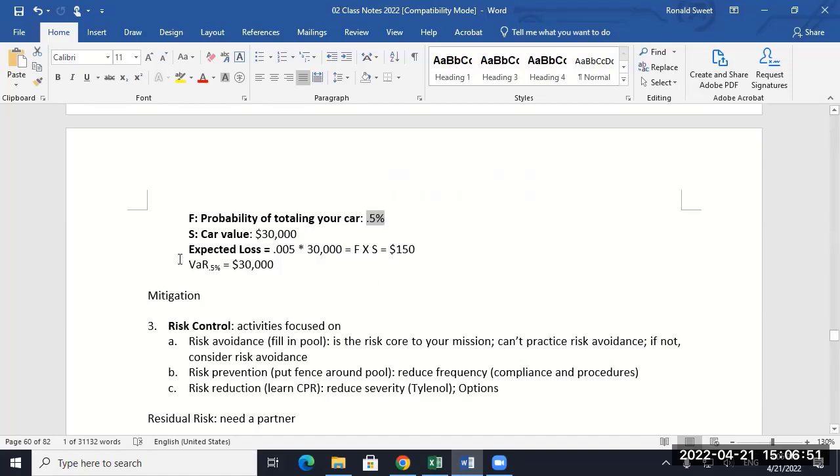And then we have something called the expected loss. And that's just your frequency times your severity. That's $150. That's what your insurance company is going to charge you, plus expenses and profit on top of that. They may have to pay you $30,000 if you wreck the car, but there's going to be another 99.5% of the people that insure with them that didn't wreck their car. So they can take their premium and give it to you to cover that $30,000.